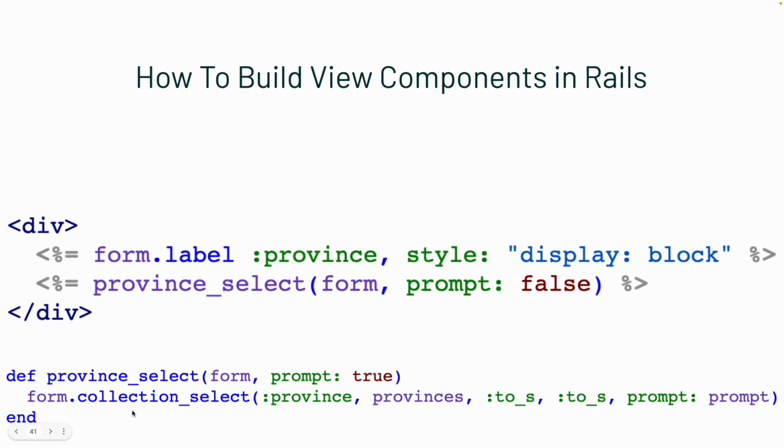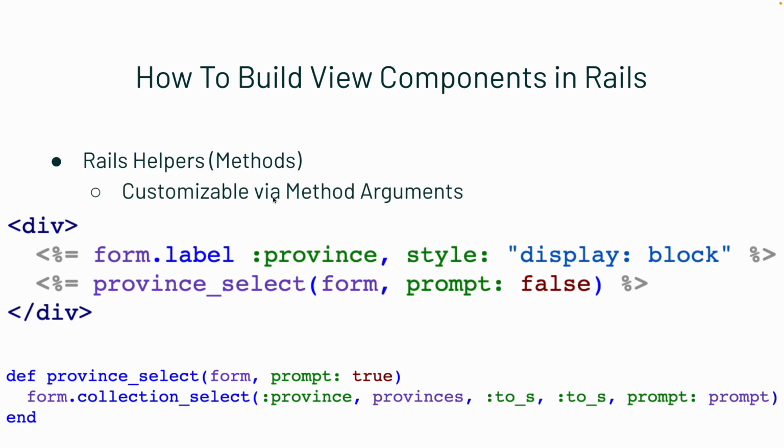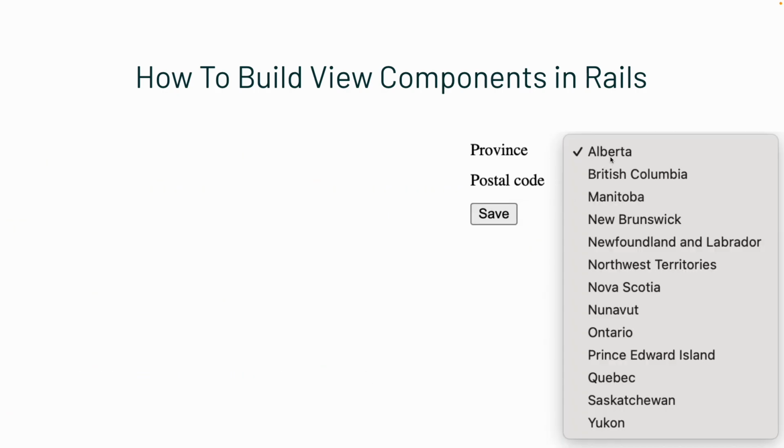So this is the implementation, and it hides all the details. However, we can go even further. We can customize them via method arguments. Given that helpers are just methods, you can pass them arguments like prompt true. If I say prompt true, it means it's going to add a prompt at the top of the listed provinces. And if I pass prompt false, I can remove the prompt. So here prompt is false.